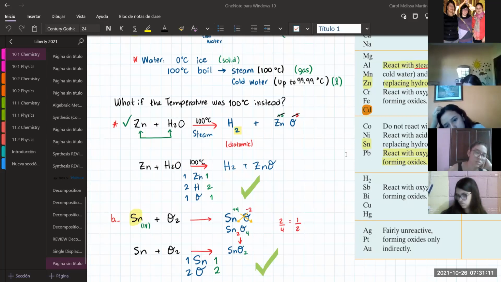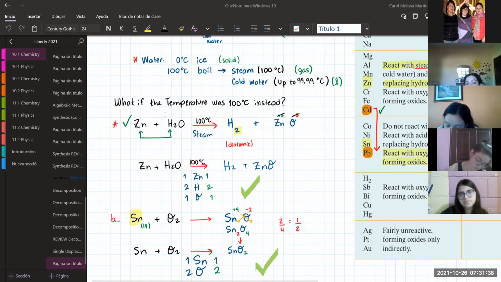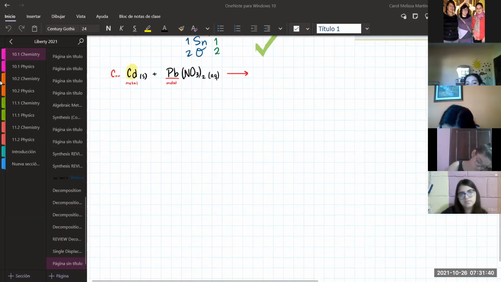Okay, there it is, cadmium. So I need to focus on the position between cadmium and lead. There it is, lead. So can cadmium replace lead? Yes or no? Yes, because it's located above lead, so yes, the reaction will occur. It will replace it. So what we do is we swap the position of them.